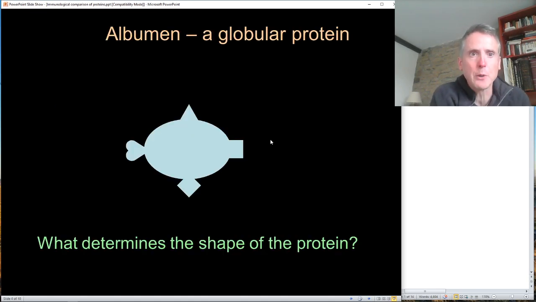So we're going to look at the protein albumin. You'll have heard of albumin, hopefully. It's the white of an egg. It's a globular protein. It's a soluble globular protein, like most globular. In fact, I can't think of any non-soluble globular proteins. And it's the same protein that's found in blood.